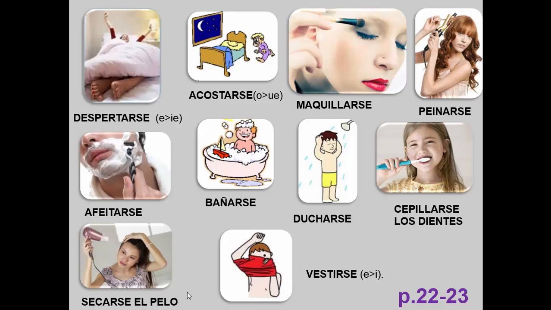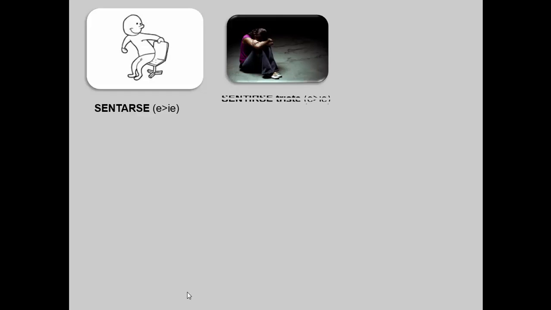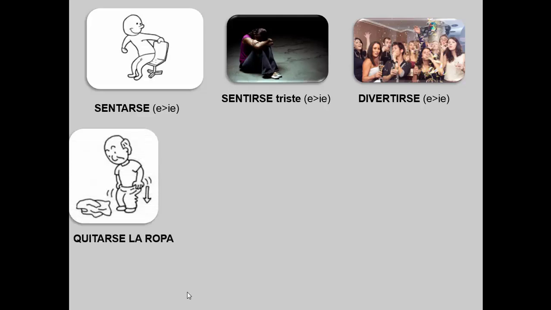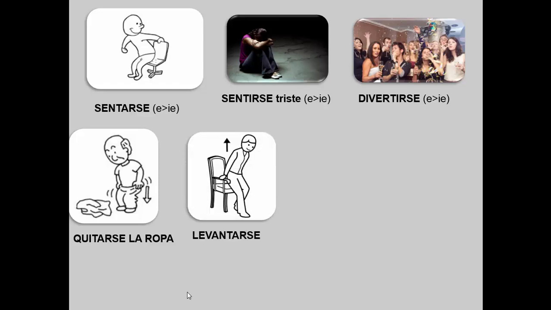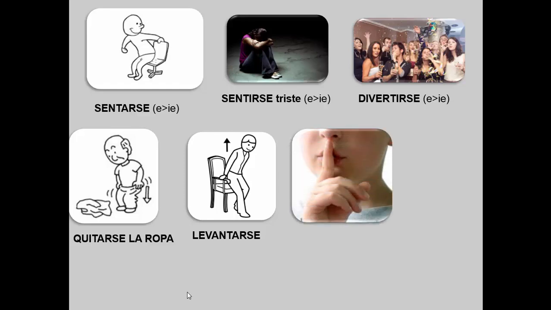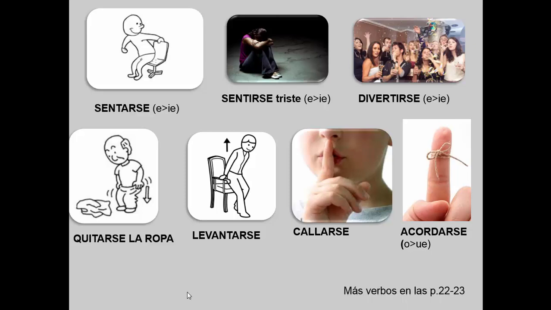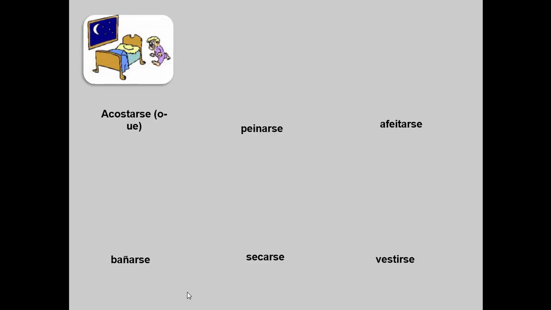Vestirse, to get dressed. So, let's practice conjugating some of these popular reflexive verbs. Oh, let's talk about some others before we do that. Sentarse is to sit down. Sentirse triste, to feel sad. Divertirse, to have fun. Quitarse la ropa, to take off your clothes. Levantarse, to get up. Callarse, to be quiet. And acordarse, to remember. There's also more verbs in the e-text of your Anda book on page 22 and 23.